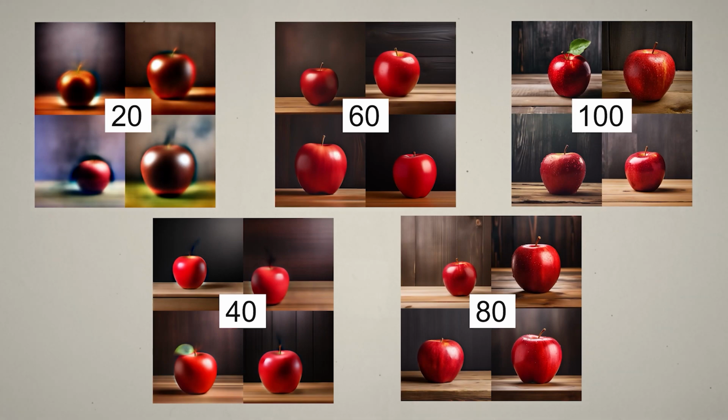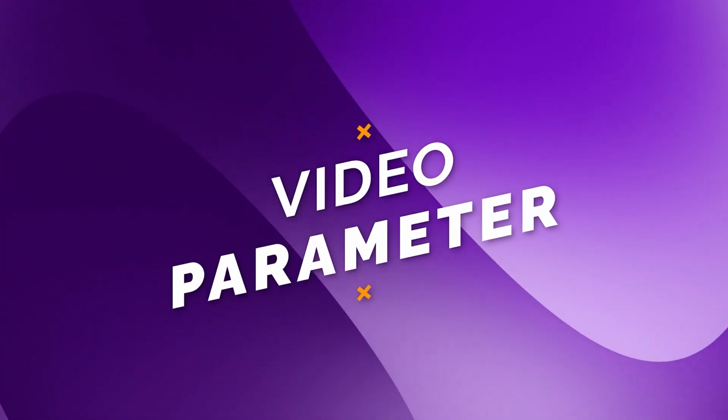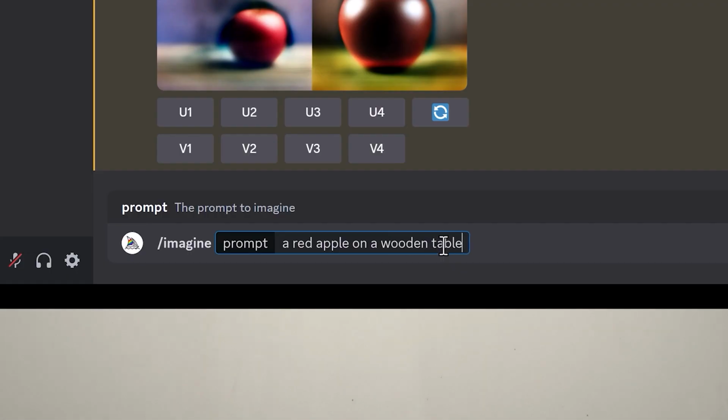So that's the stop parameter. Now let's have a look at the video parameter. What the video parameter does is create a short video of your initial grid being generated. So I've done a red apple on a wooden table, --video.